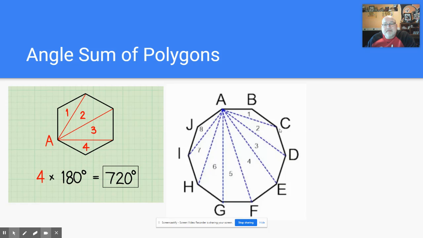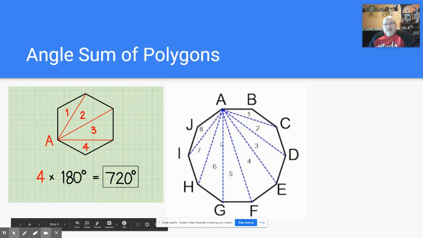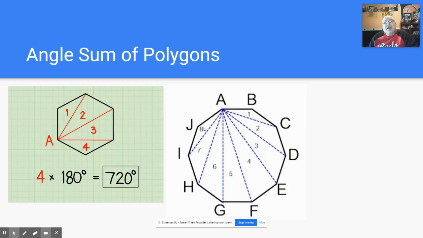Take a look at this. It's a decagon. Again, I start at one vertex, and you can do this from any vertex you wish, and draw all the diagonals from that one vertex. So A to C, A to D, A to E, A to F, etc. And notice that we've taken the decagon, broken it up into triangles, which we know the sum of a triangle is always 180. 8 times 180. This decagon would have 1,440 degrees.